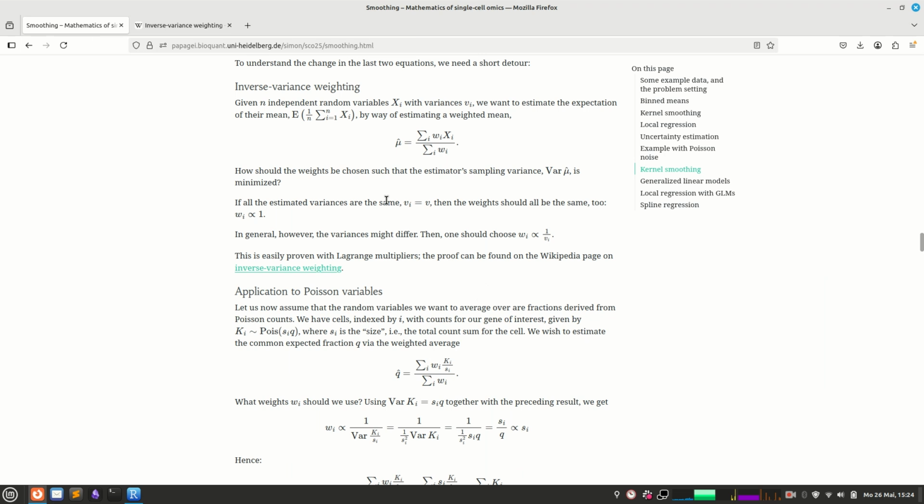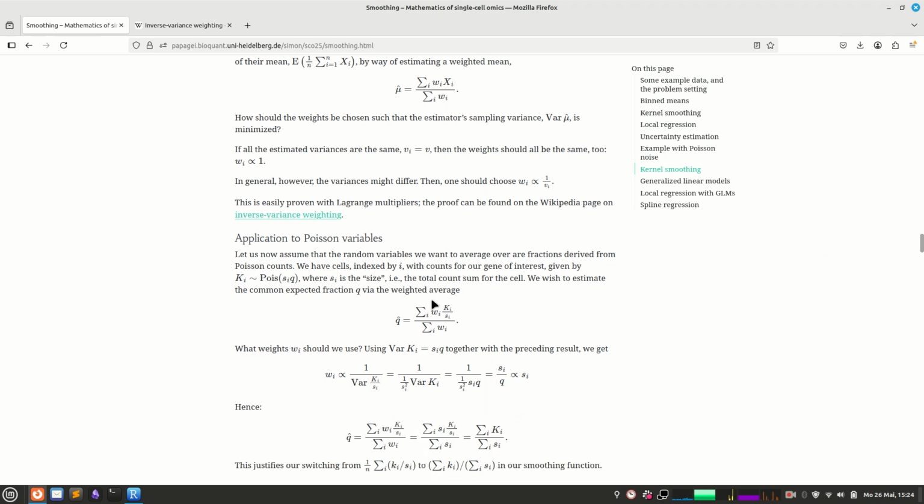And now if we go back with this logic to our Poisson variables, we said we want to make this weighted sum of these values k over s, and we want to find the proper weights. To do this, we say these weights should be proportional to the variance of k over s, which of course is the variance of k over s squared.